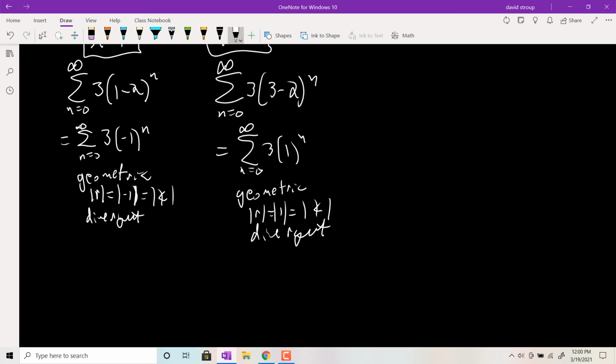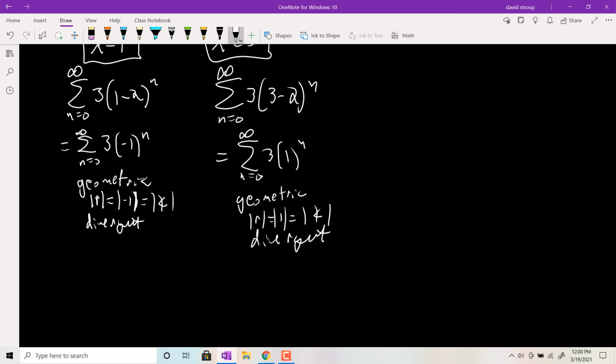Okay, and you have to do that if I give it to you on a test and you're checking the endpoints. You have to plug it in and then tell me what kind of series it is. Is it divergent or convergent, and why? Okay, you can't just sort of guess. You're going to lose points if you guess.